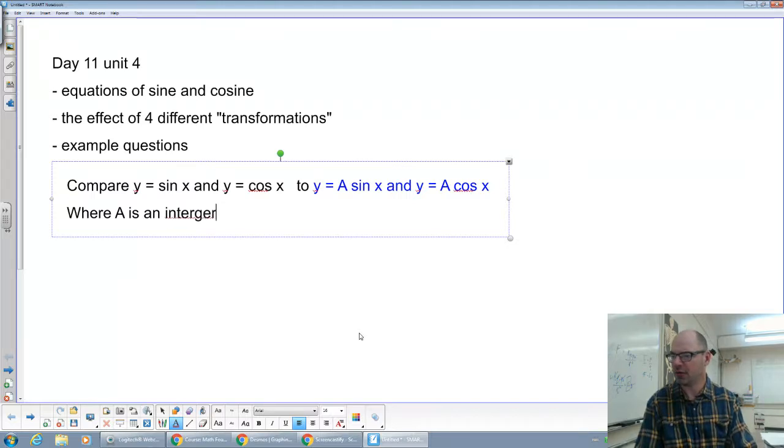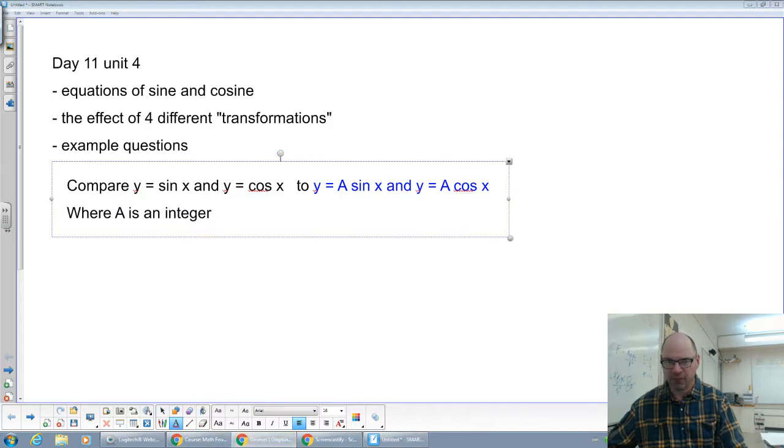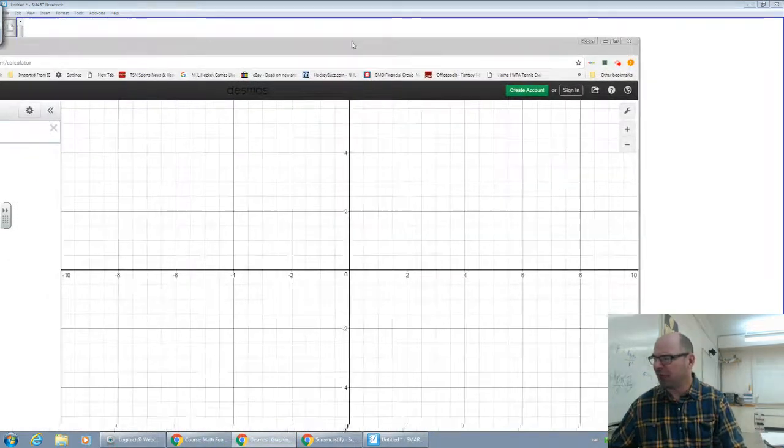Okay, so we're going to use this to summarize our notes on it, but I'm going to bring up Desmos here. Right here. Okay, so let's set up our graph.